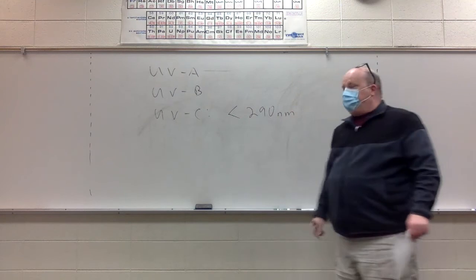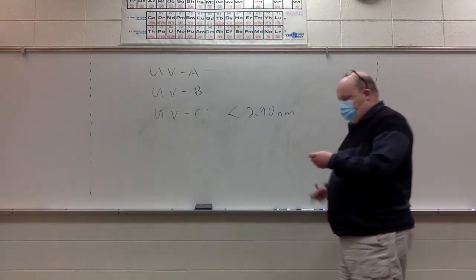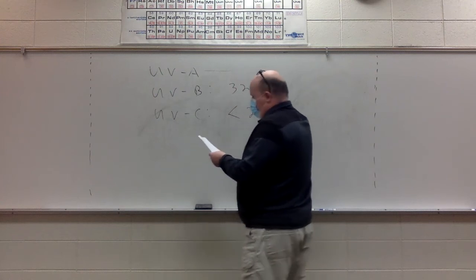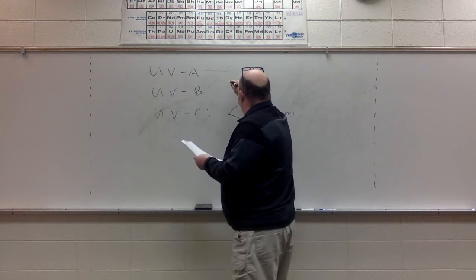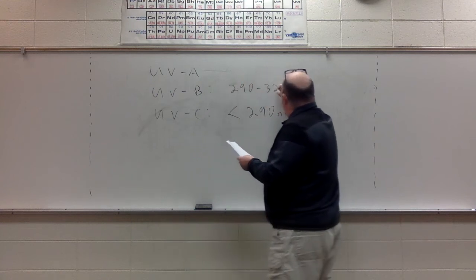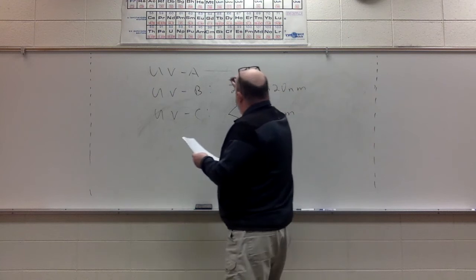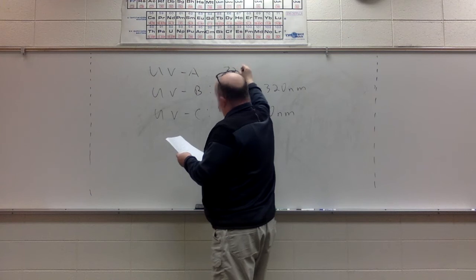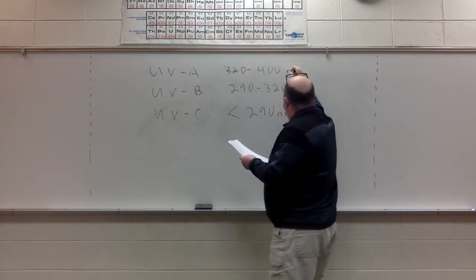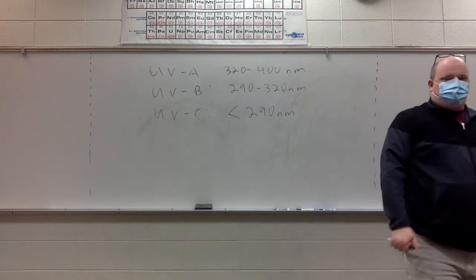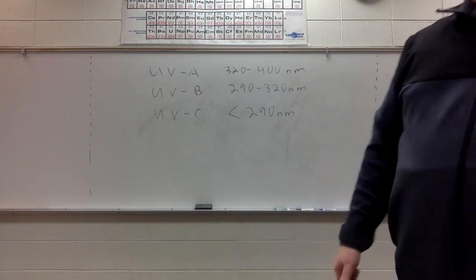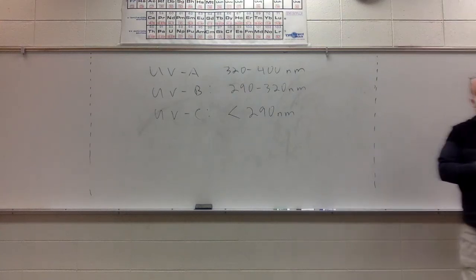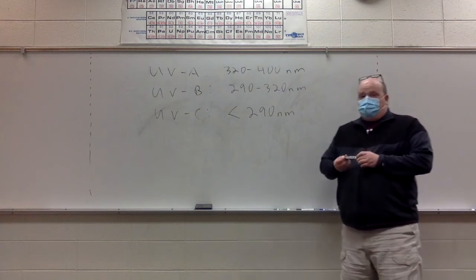So if we're looking at wavelengths, UVC is less than 290 nanometers. UVB is 290 to 320. And UVA is 320 to 400. Which ones are the most harmful ones, do you know? Shorter. Yes, if you remember anything about the electromagnetic spectrum, shorter wavelength equals more energy. So UVC are the most harmful ones.